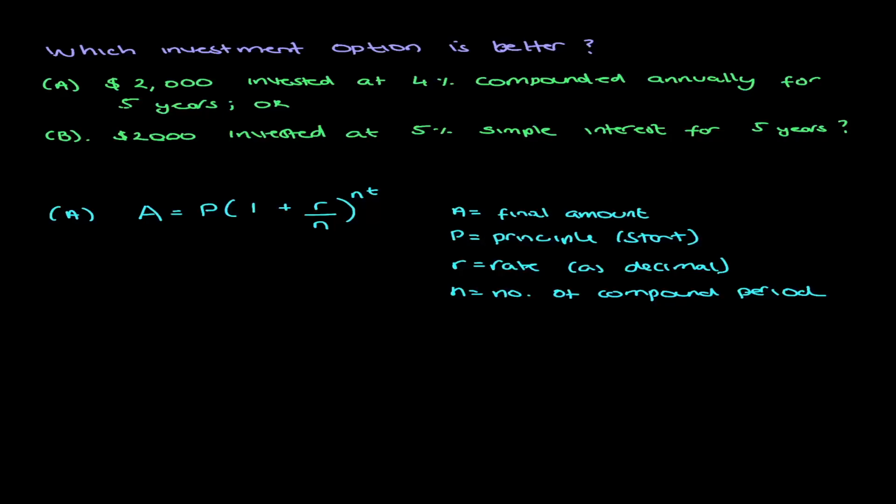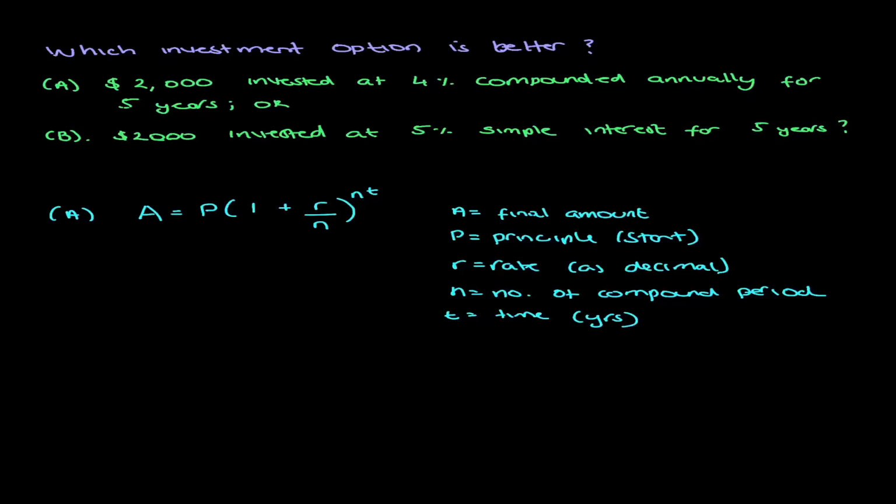Biannually, that's a bit of a tricky one. Biannually, compound periods would be 2 because there's 2 biannual periods. If it said fortnightly, your compound period is 26. So hopefully that makes sense. In this case, it's nice and easy. It's compounded annually, so N is just 1. And T is my time, and it should be in years. Okay, so now we've defined our formula.